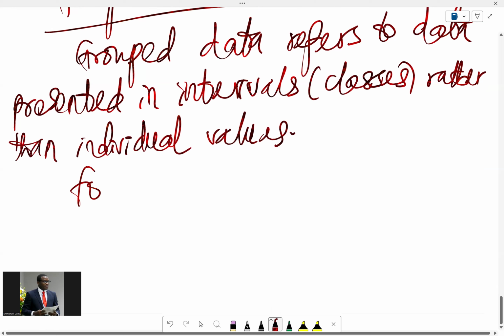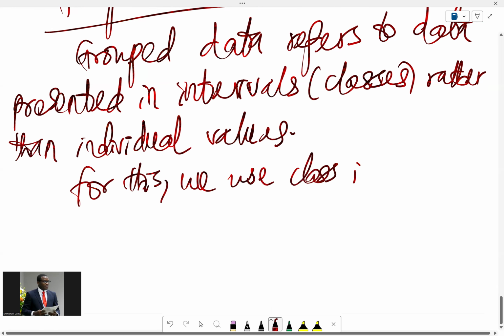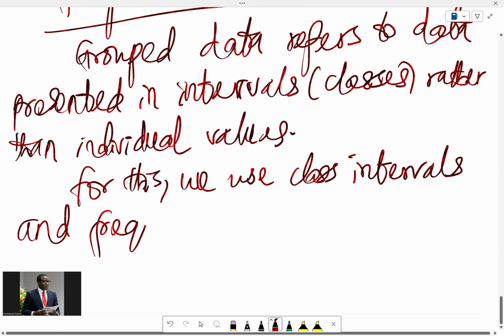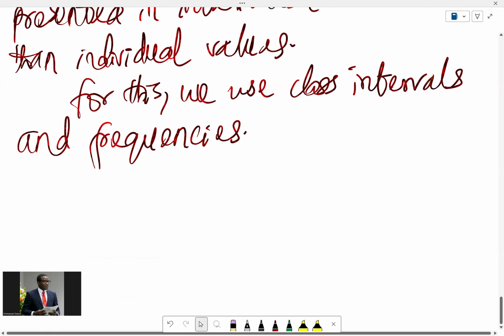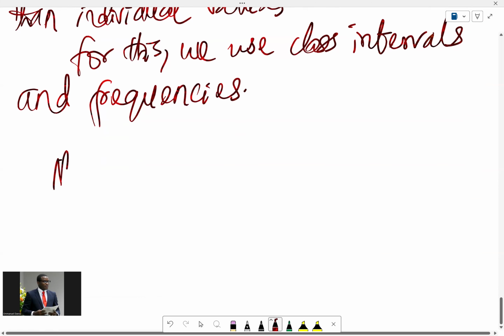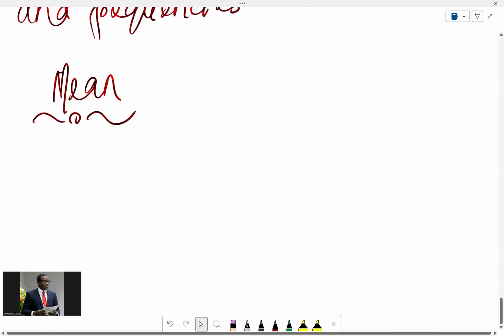For this, we use class intervals and frequencies. Class intervals and frequencies. Okay. Now, in this case, can we talk about the mean? What does the mean look like here for grouped data?